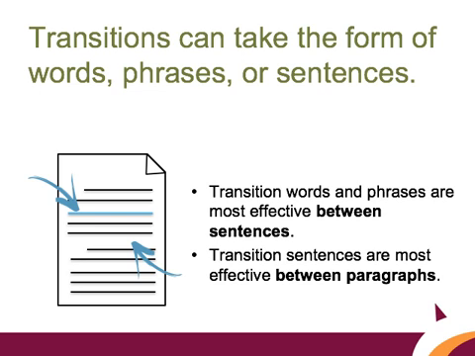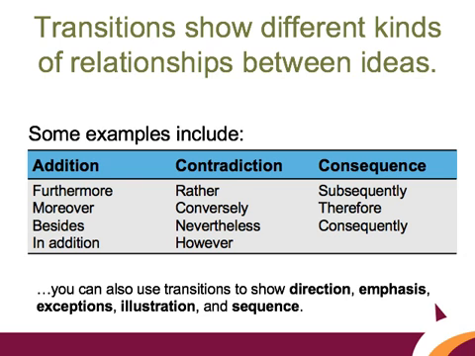So transitions can take the form of words, phrases, or sentences, and they're most effective when they occur between sentences or between paragraphs. I'll give you some ideas. So here are some different kinds of relationships between ideas, and some keywords you can use to show what you're thinking. Furthermore, moreover, besides, in addition, these are for when you're adding something, right? You want to make another point or add to that point. When you're contradicting something that's been said, you can use words like rather, conversely, nevertheless, or however. And to show some kind of causality, you can use words like subsequently, therefore, consequently.